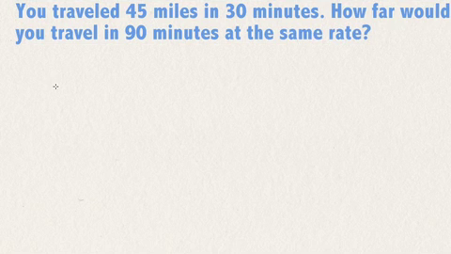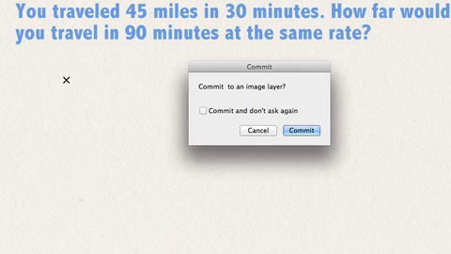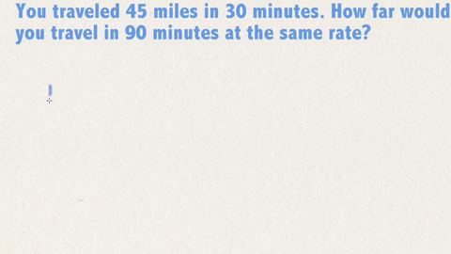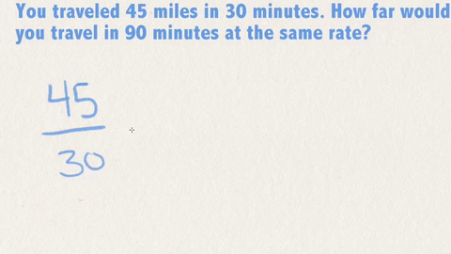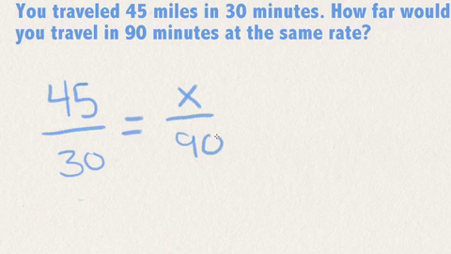Okay, so we're going to go ahead and set up our cross multiplication again. We're going to set up the ratio 45 miles in 30 minutes. So that is a ratio, 45 over 30, and then what we don't know is the miles. So that's what we don't know. We'll leave that as an x. We do know that 90 minutes, and we'll put that on the bottom.